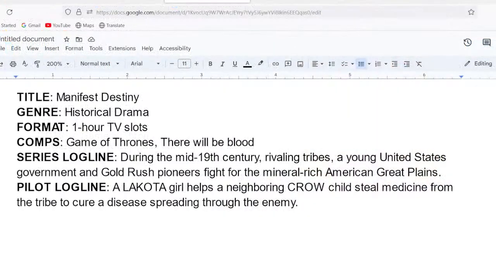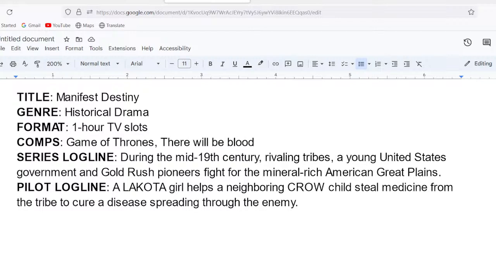Okay, so I have no notes for the series logline, except you're probably going to want to say rivaling indigenous tribes, but regardless of that. Comps look good: Game of Thrones, There Will Be Blood. I would probably pick Barkskins instead of Game of Thrones, just because we don't want to make people think there's going to be fantasy elements in it, but I get what you mean. A lot of people do comp Game of Thrones if it's going to be a big historical-ish ensemble, but I would probably just pick something historical.